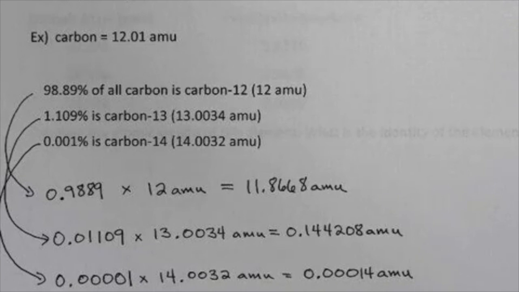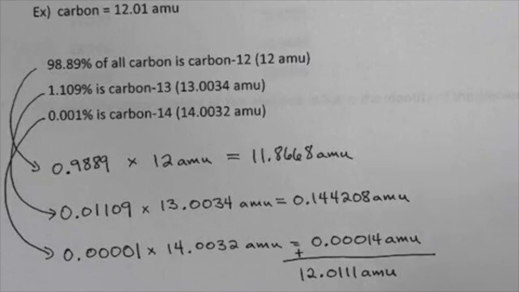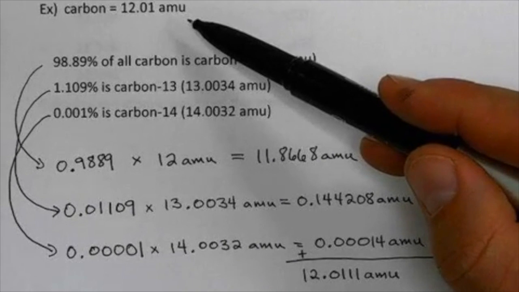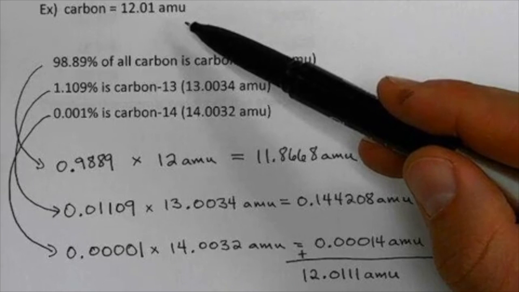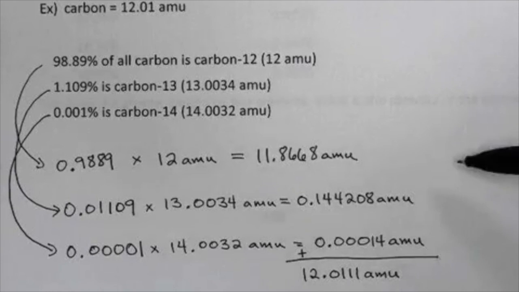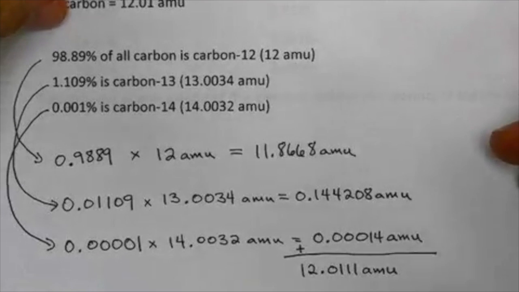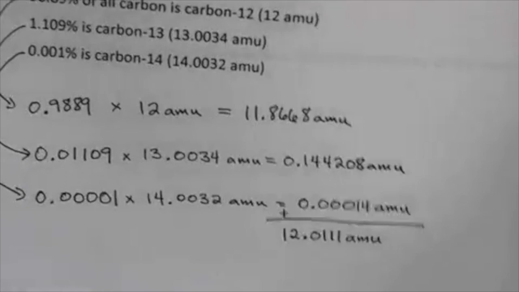Then the next step in figuring out our weighted average is just going to be to add up the 3 answers. So go ahead and do that. So there we can see that our answer, 12.00111 AMU, matches the number that we get on the periodic table. That's the atomic mass of carbon. We just have a few extra digits on our answer, but that's okay. It's been rounded.